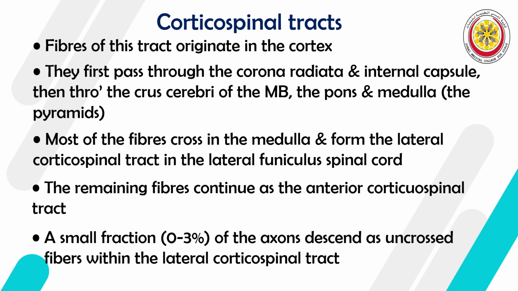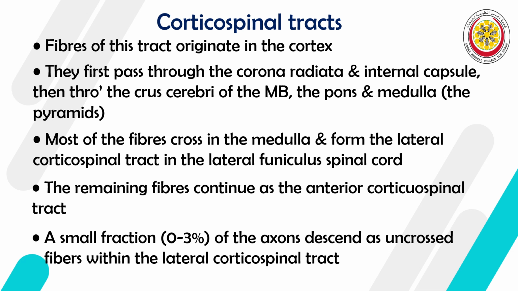Most of the fibers cross to the left side, for example from the right, making the lateral corticospinal. Some of the fibers descend on the same side and make the anterior corticospinal. Some of the fibers continue on the same side but deviate to contribute to the lateral corticospinal tract. Which fibers are coming from the other side? It's clear, huh? Three contributions.